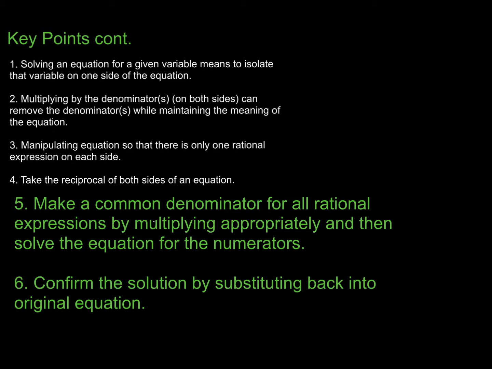Alright, so a couple of key points that we can add on for solving rational equations. The first is what we noticed in the first problem, is that if we have a common denominator for all the rational expressions in our equation, then we can solve the equation for the numerators. The only thing that we need to make sure are equal are the numerators. Also, we can confirm the solution by substituting back into our original equation.